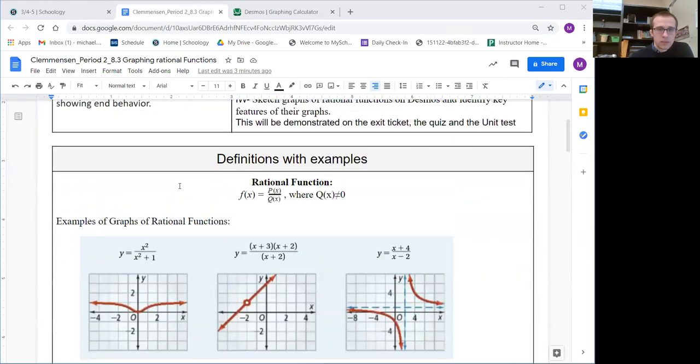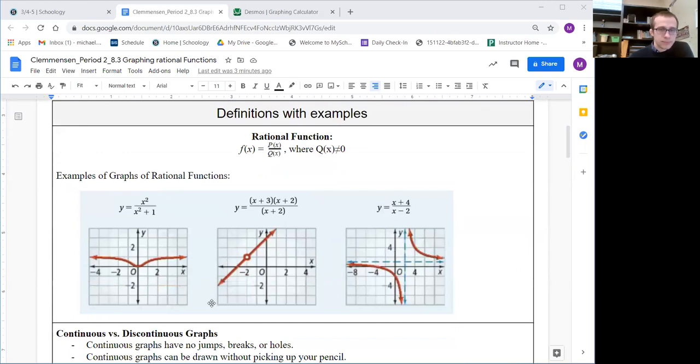Let's start up at the definitions. So first off, again, we're talking about rational functions, the same thing we've been talking about this whole unit. Rational functions are anything with the function on top and bottom. So any type of x on top, any type of x on bottom. Okay.